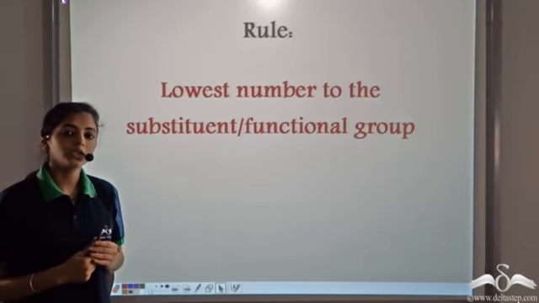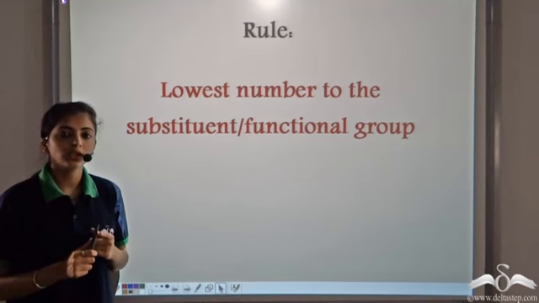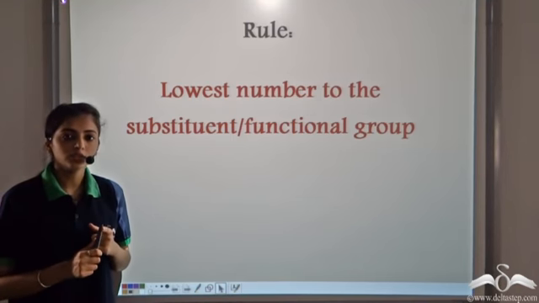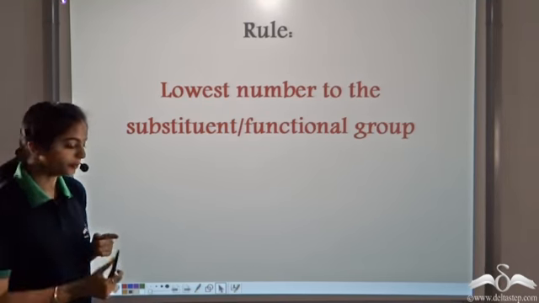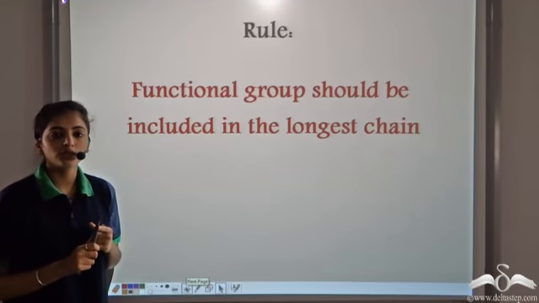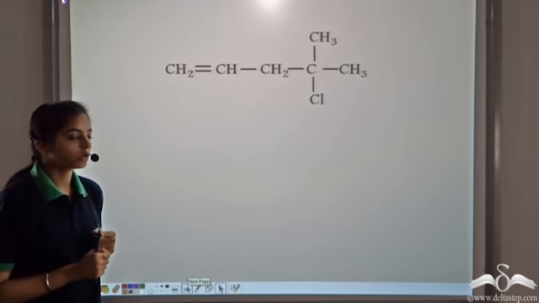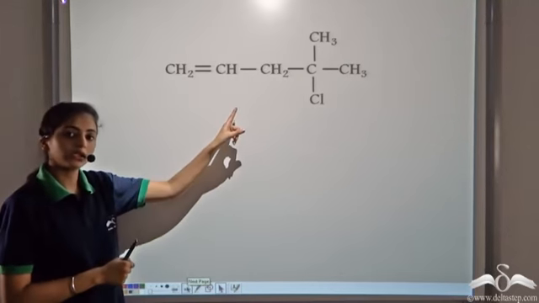Let's try to write the IUPAC names of a few organic compounds. Remember the rules, that is, we give the lowest number to the substituent or the functional group, and the functional group is always included in the longest carbon chain. So let's take an organic compound. This is the organic compound.